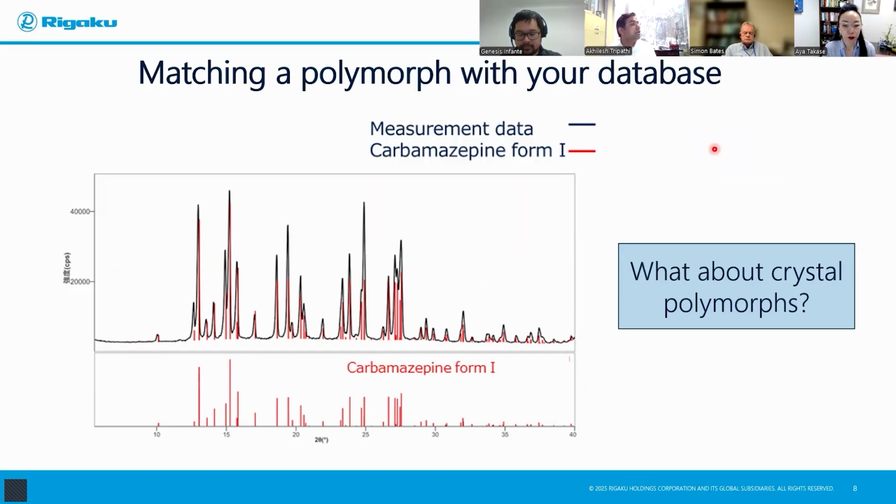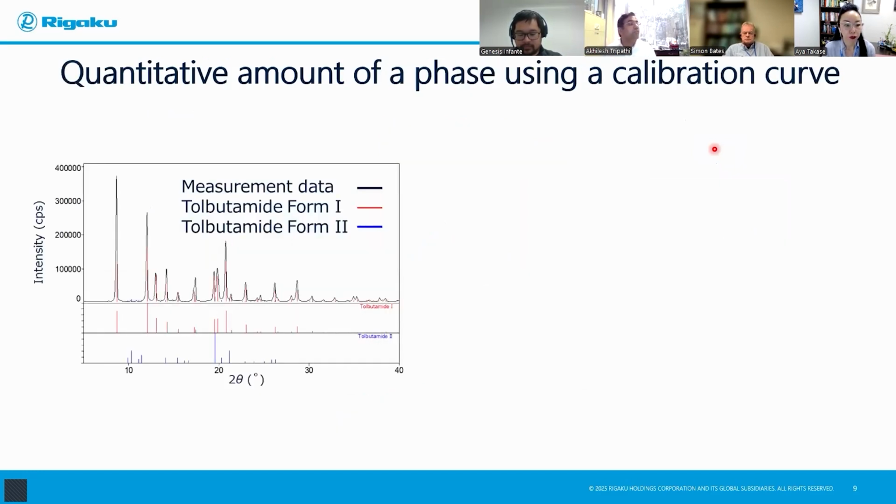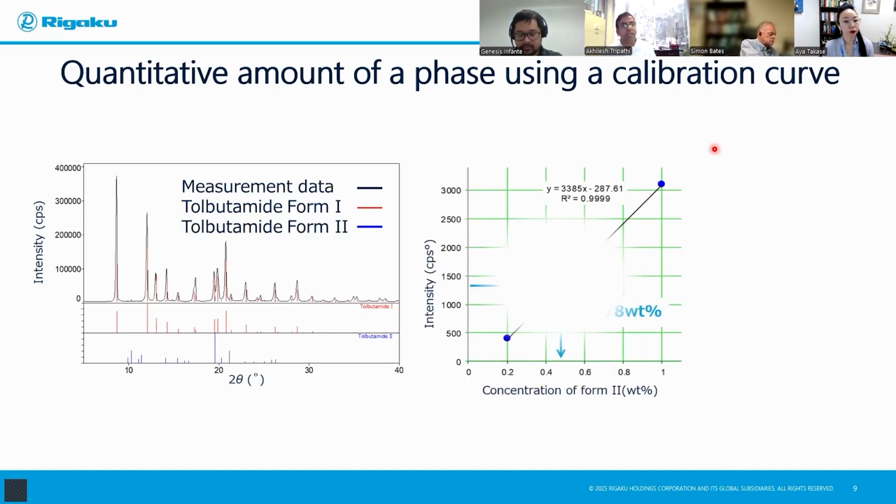Next, what about quantitating it? Suppose you've made both the forms, both polymorphs. One of them is perhaps your API, another is your other form, and you want to know how much it is mixed. So one way we can do it is using a quite accurate approach called calibration curve.